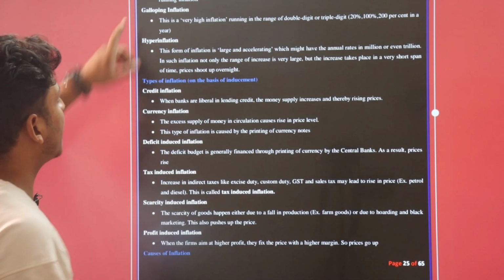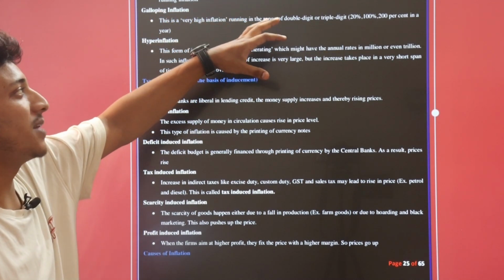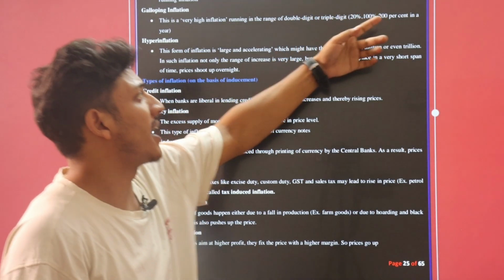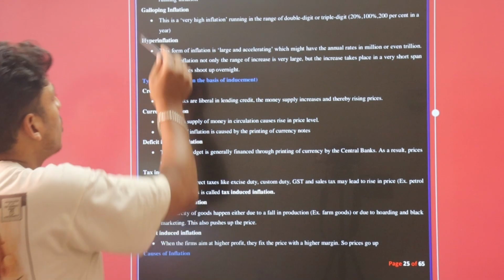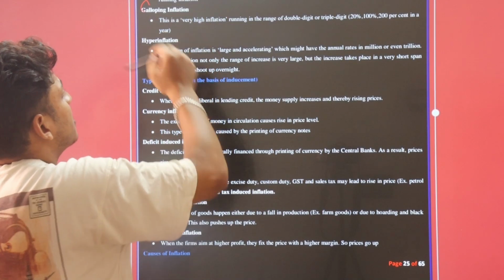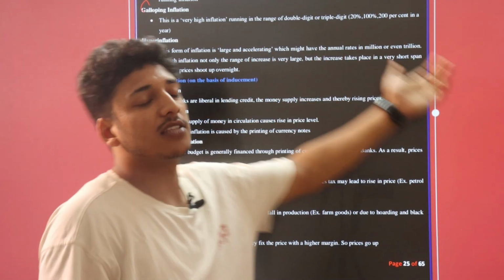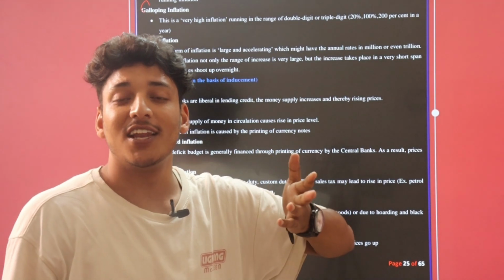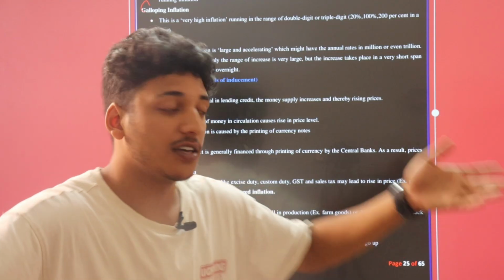Now running inflation, when the rise in price is like the running of a horse, at a speed of 10 to 20% per annum, it is called running. It means your inflation rate is moving very fast in a year. It can be 10%, 20%, 30%. Okay. Now galloping inflation. This is a very high inflation running in double or triple digits. It means the change in the inflation level is 10%, 200%, 100%, 300% in a year.